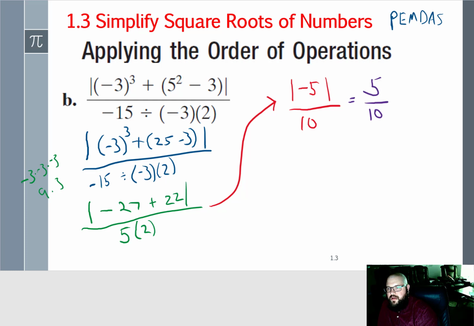And then you can reduce it, right? Because 5 can go into 10. So if you were to take 5 and divide by 5, you should get 1. And then 10 divided by 5 will give you 2. So your answer you should get is 1/2.